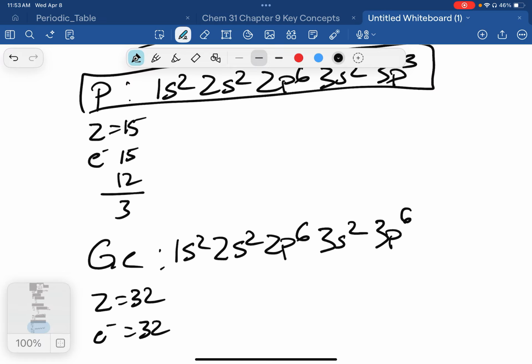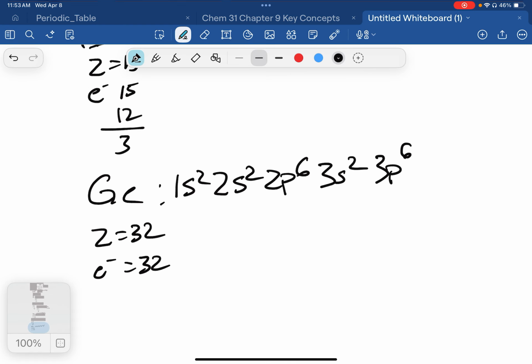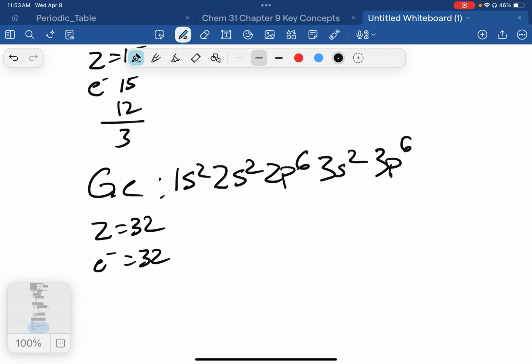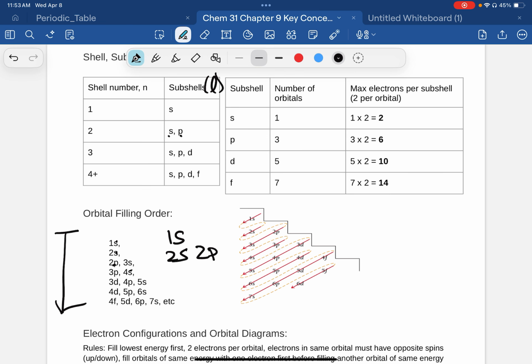2, 4, 10, 12, 18. So we have 18. So where are we? We've got a whole bunch left to go. So let's see what comes after 2p. We go from 2p to 4s.